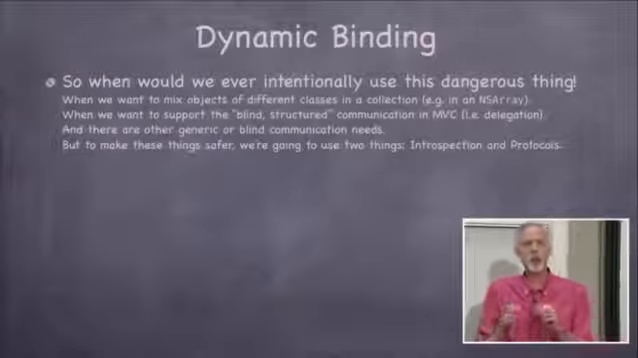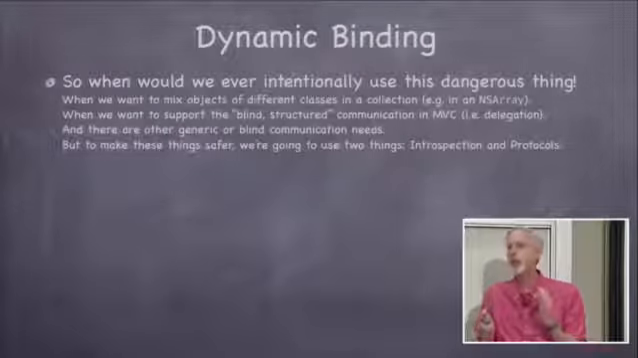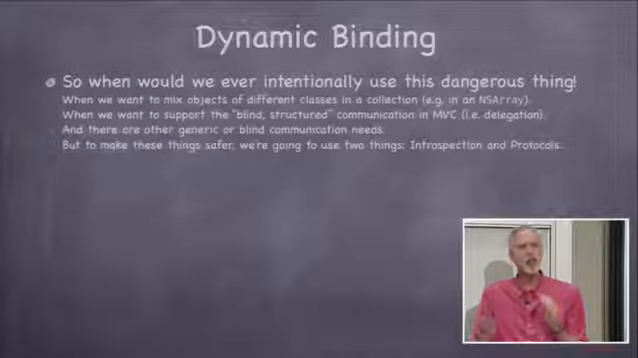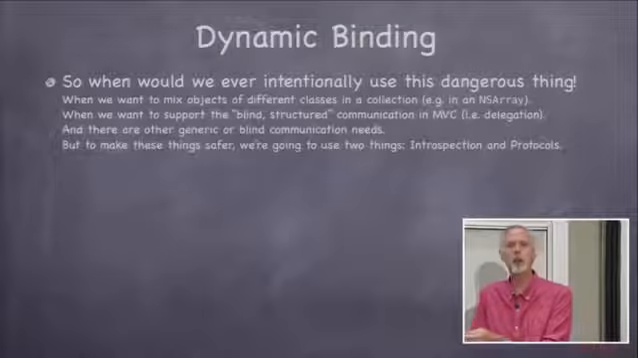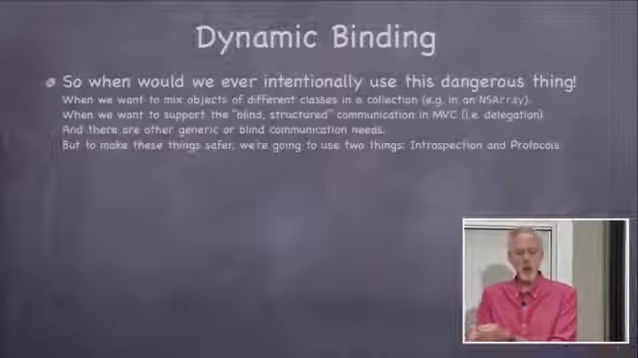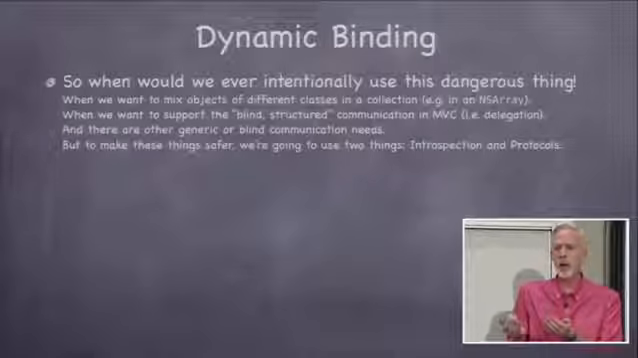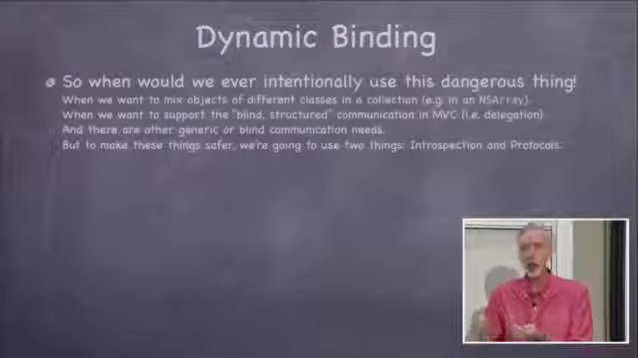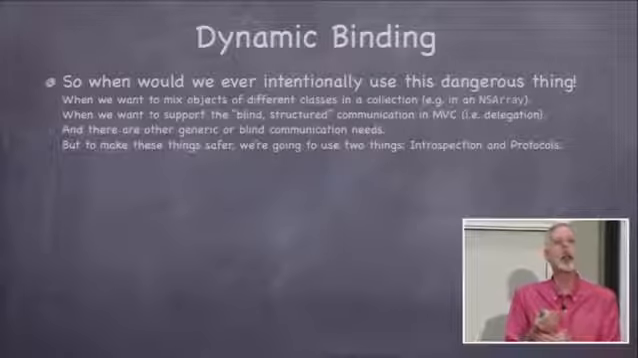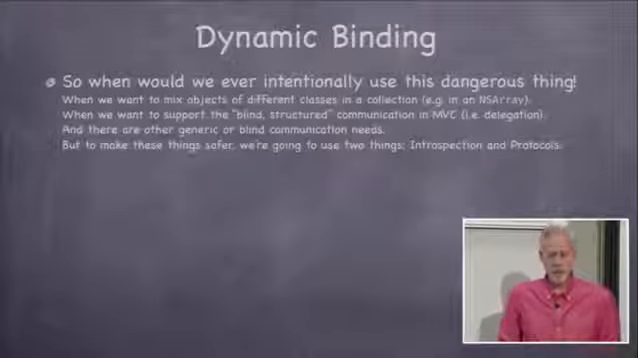The second one is, remember the MVC talk? I talked about all this blind structured communication. Well, to have blind communication, you've got to have pointers to objects of types you don't know. There's no way that the view can send the target action to the controller without knowing the class of the controller, unless the view can have some kind of pointer to a controller that it doesn't know the type of. And that's a big use of id.